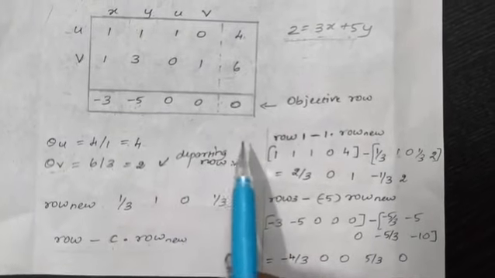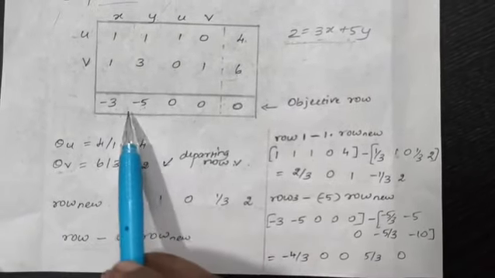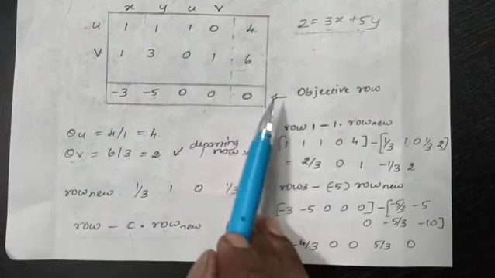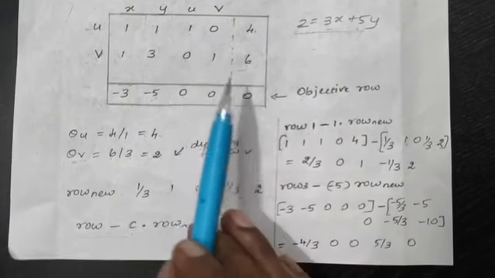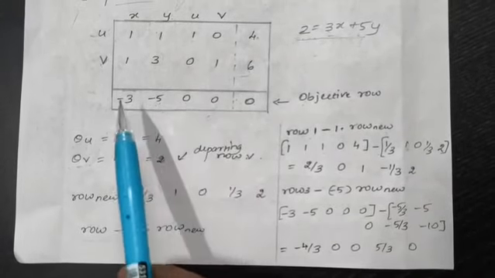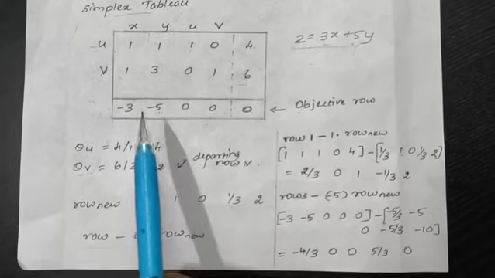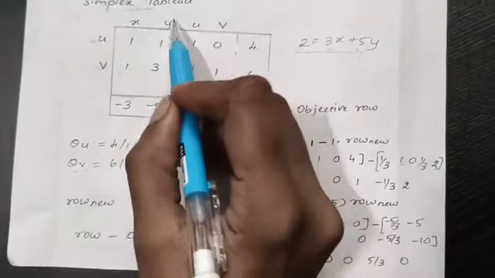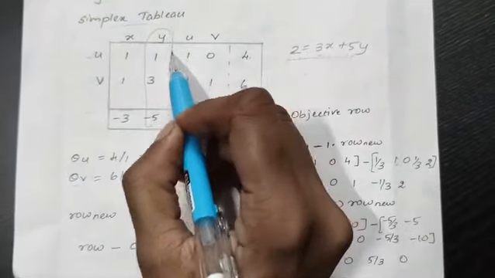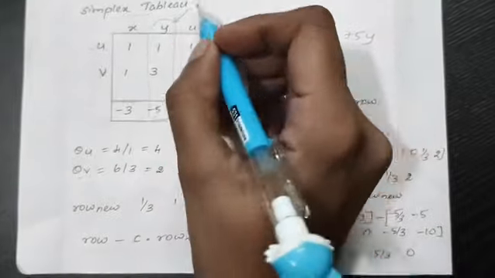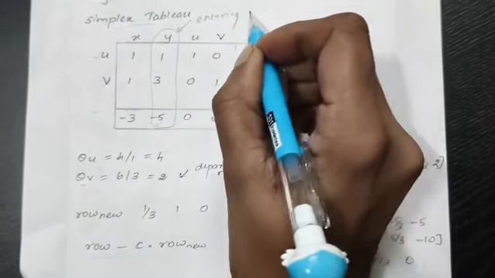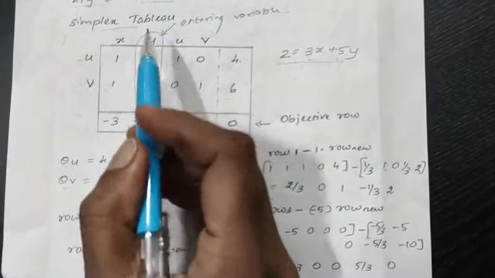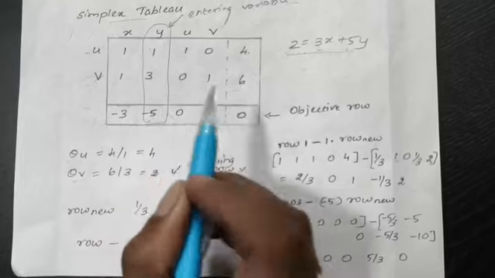Now we can start the iterative improvement process. The first step is to check the objective row. If all the entries are non-negative, that is the optimal solution, and we can stop the process. Otherwise, we have to perform the iterative improvement. First we choose the most negative value in this row. Here minus 5 is the most negative value, so this column is considered the pivot column. That is, y is the entering variable. Entering variable means we are going to calculate the value of y.